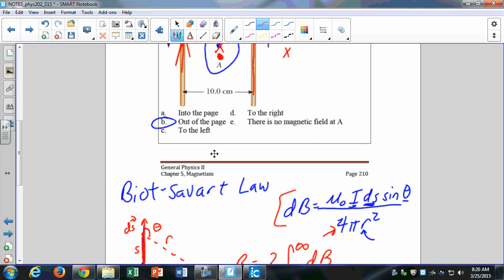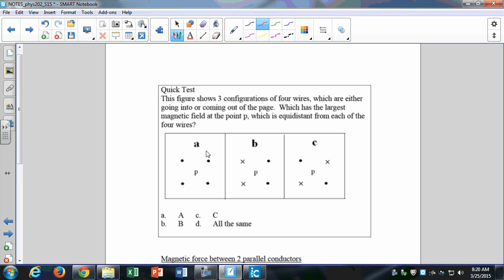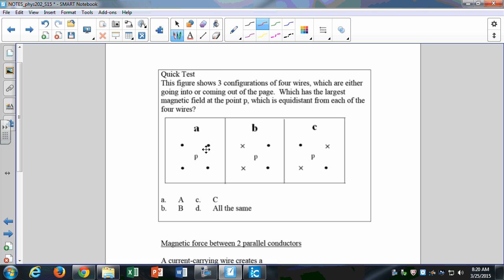All right. I'm going to skip this one. I want to show you the idea of this. We'll see this again on the concept test, but it's kind of tedious.